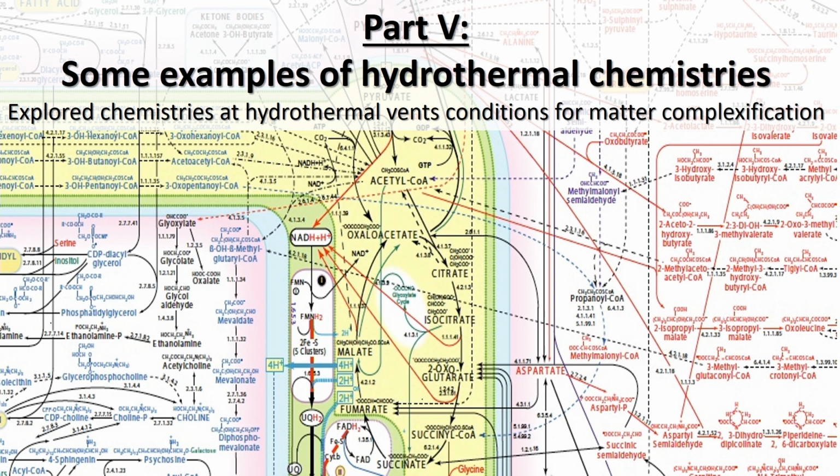Don't worry, it's my last part. It's not going to be long because I think you had lots of organic chemistry this morning, much better than what I can explain. So my point was just to give you a few examples of chemistry that have been listed in the literature at hydrothermal condition toward matter complexification. So I'm going to go from small molecules to big molecules.